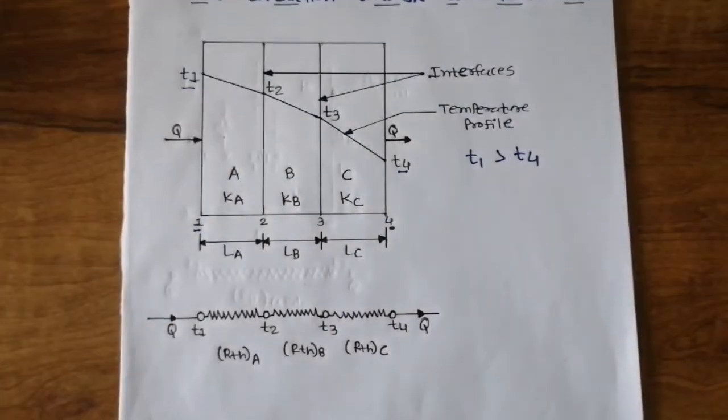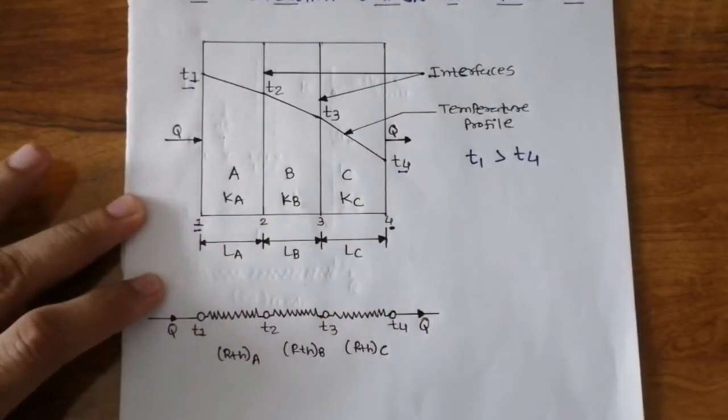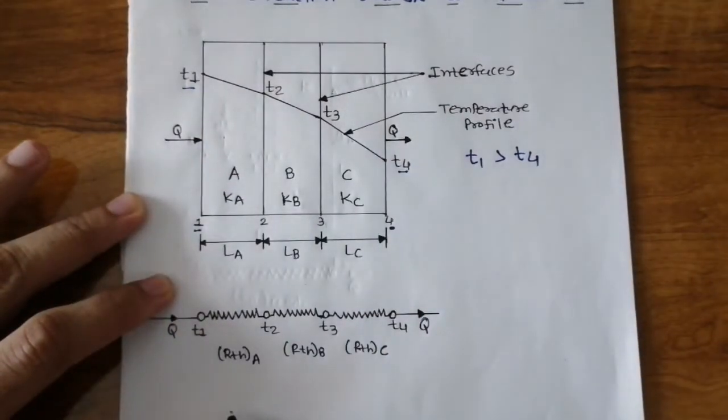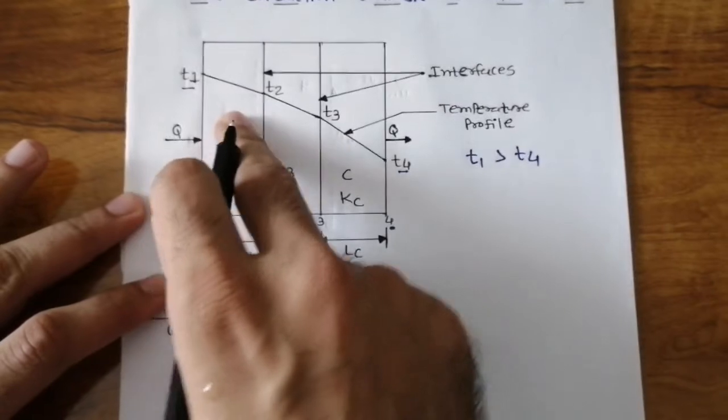Layer A. So we have just considered plane wall theory, which I derived in the previous lecture. For layer A, the equation is Q, where Q means the quantity of heat transferred per unit time through slab A.